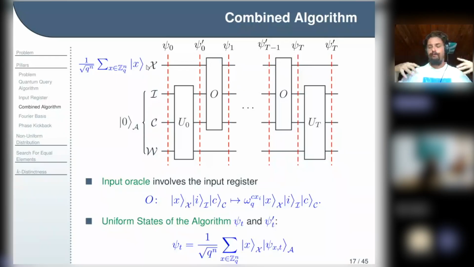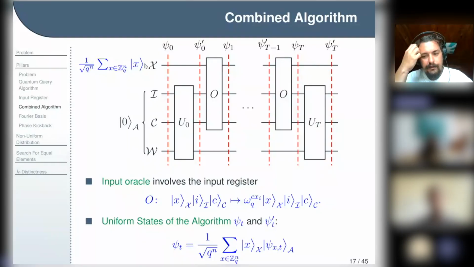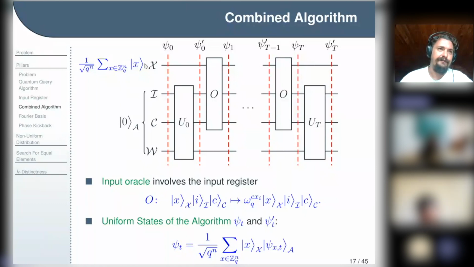Actually, this is how Zhandry works. Pretty much everything in this section is due to Zhandry. But quite interestingly, if you take the original paper on the adversary lower bound, I think it was called quantum lower bounds by quantum arguments, it has exactly the same picture. It's quite curious, there seem to be some similar ideas. This picture is already in the original paper, but not the assumption that we have this uniform state of the algorithm.